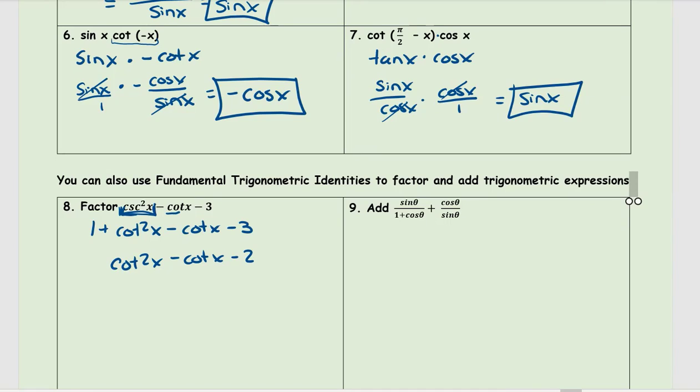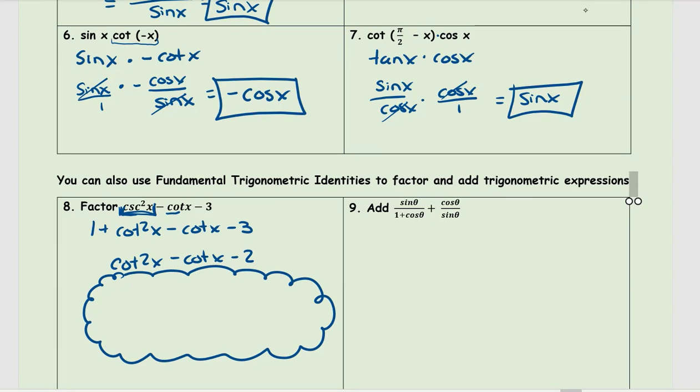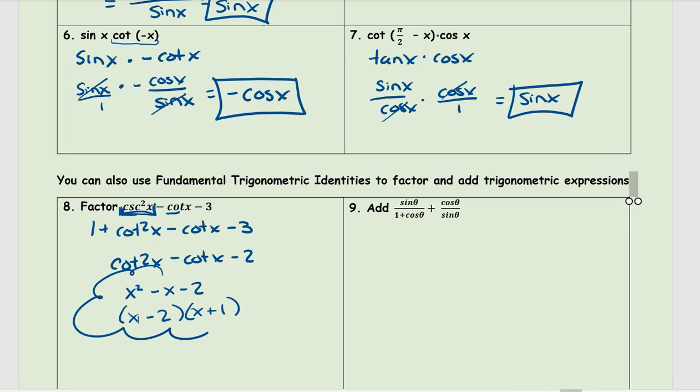Now, because this is a trig function and has a lot of trig stuff in it, I bet a lot of you are going, I have no idea what we're doing right now, but let me make a side thought here. What if instead of cotangent squared x, you had x squared? And what if instead of cotangent x, you just had minus x minus 2? This is just a simple factoring equation, right? Because you're going to look for something that multiplies to negative 2 and adds to negative 1. And that would be negative 2 and positive 1. So we just factored that quick.